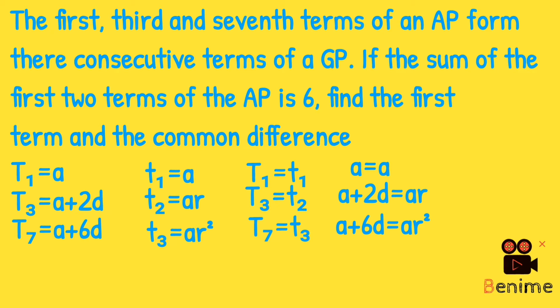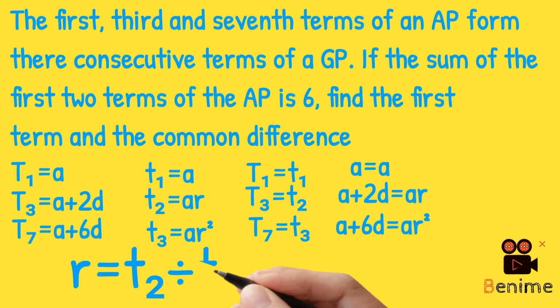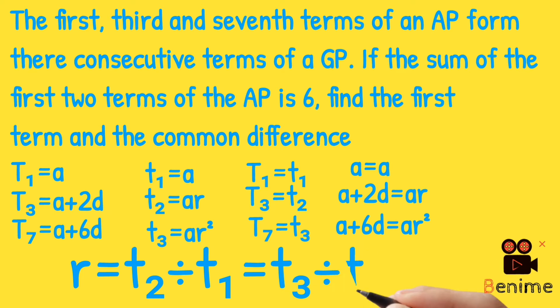Now, we'll apply some knowledge of geometric progression. Remember, a geometric progression has what is called a common ratio. Your formula for the common ratio is T2 divided by T1, or T3 divided by T2. If you don't understand this, please go back to the previous video on the first topic of geometric progression. So R is equal to T2 divided by T1, or T3 divided by T2. And remember, I use a small letter T for geometric progression, so all these T's I'm saying are small letters.